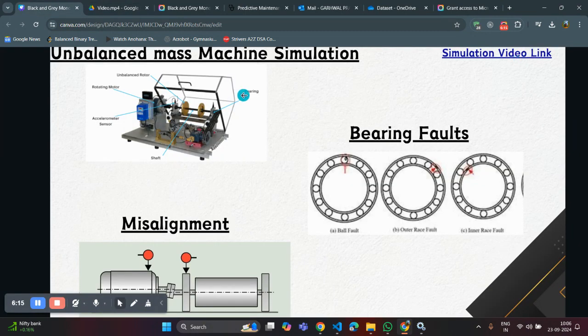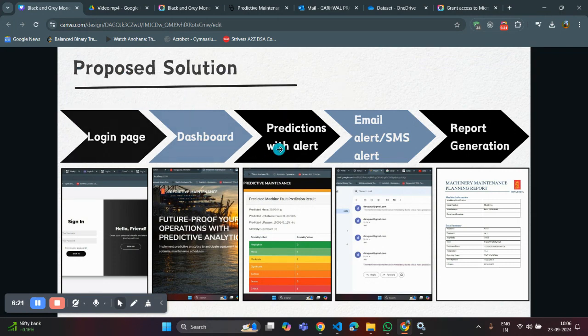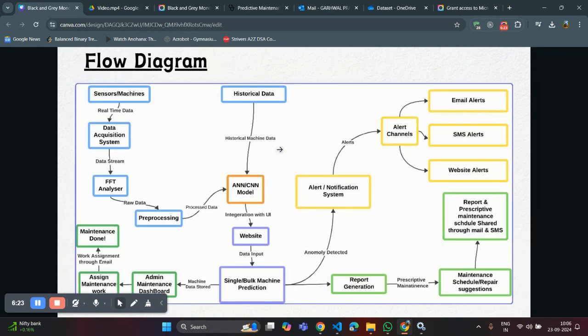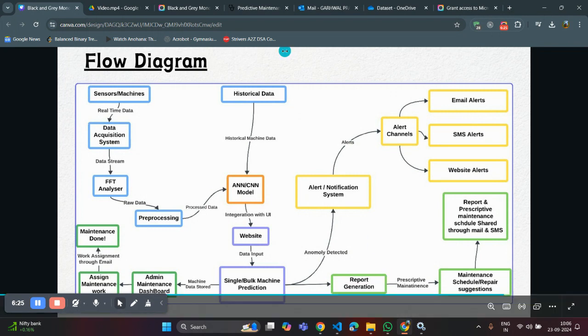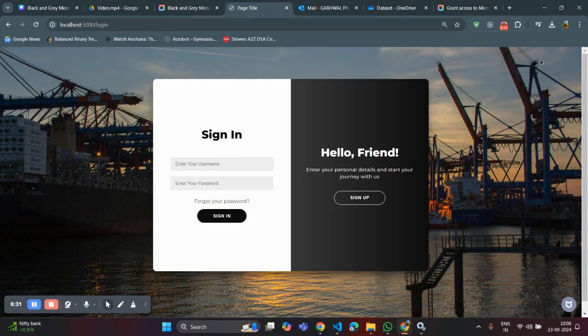Okay, then. So what we have done, I will show you in our system only. Let me show you our system. I will start from the beginning, from login.